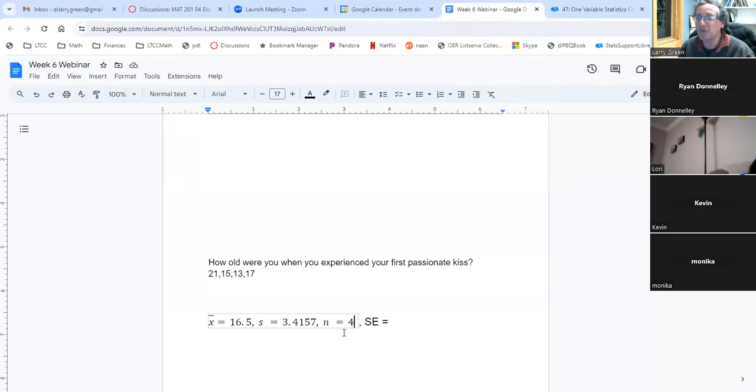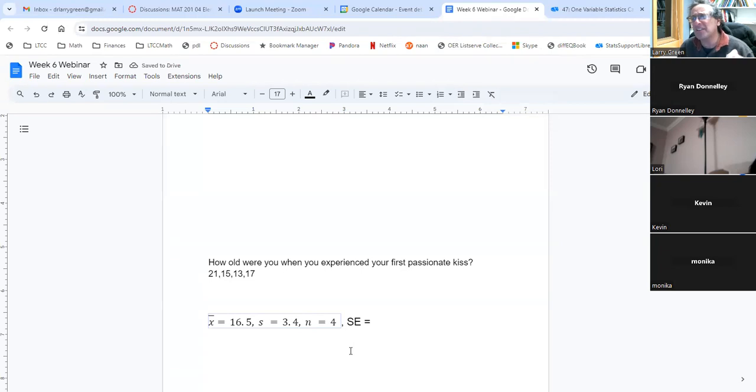Do you remember that was last week? We had a formula for it. So we're kind of reviewing last week's. So what is it? How do you get the standard error if we know X bar is 16.5, S is 3.4157, and N is 4? And if you want, maybe I'll go 1 decimal place instead of 3. That's good enough for me.